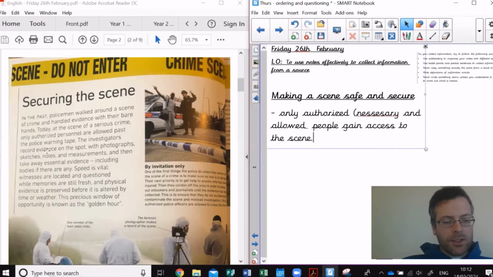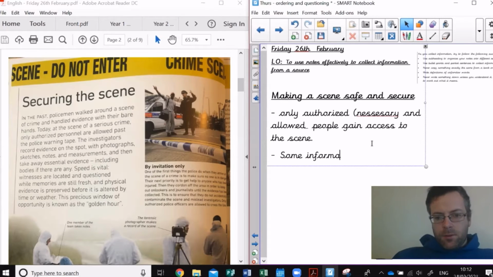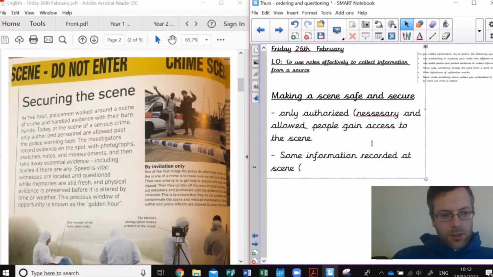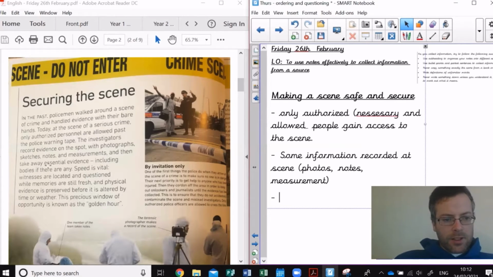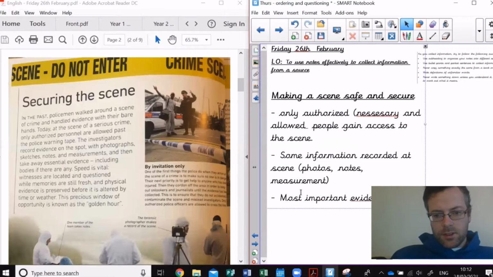Okay, the investigators record evidence on the spot with photographs, sketches, notes, and measurements, and then take away essential evidence. So some information recorded at scene, and I'll put stuff like photos, notes, measurements. Most important evidence taken away.